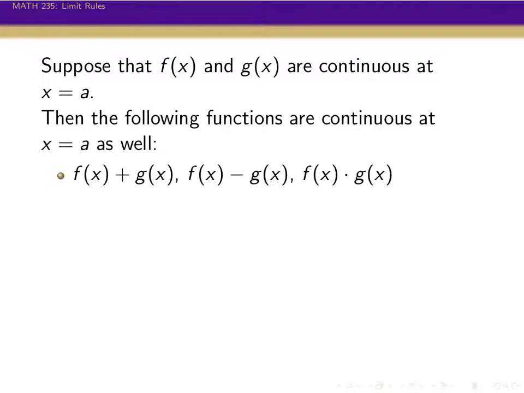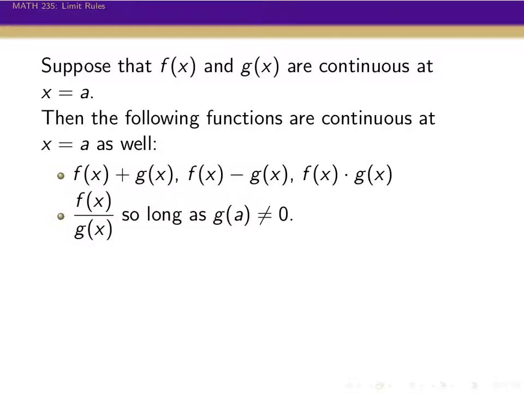Well, what were the rules we could do? We could add functions together, we could subtract them, and we could multiply them, and the limits all work out the way that we want them to. So that means these functions are all continuous as well. You can add continuous functions together and get something continuous, subtract them from each other and get something continuous, and multiply them together and get something continuous. The other rule is that we can divide two continuous functions and get something that's continuous so long as the denominator is not equal to 0.